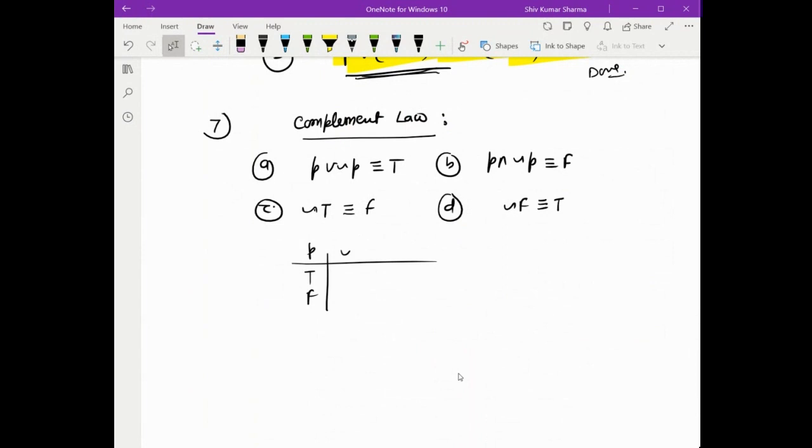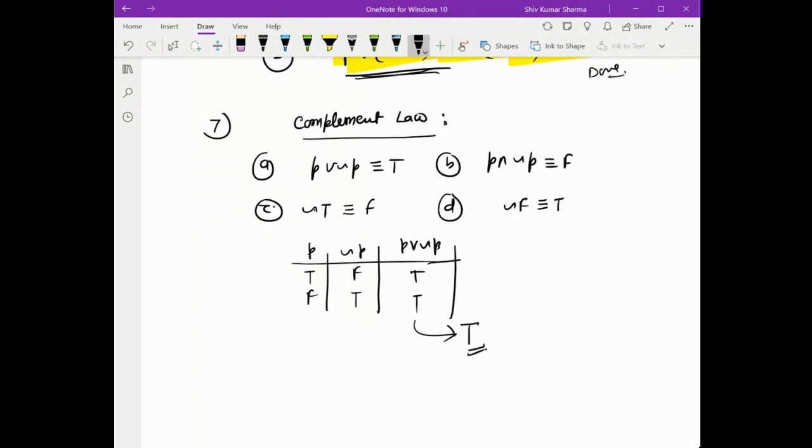P has true and false, negation of P we write false and true, and we make P or negation of P. Here we see that true or false is true and false or true is true. So we can write this as true, T.